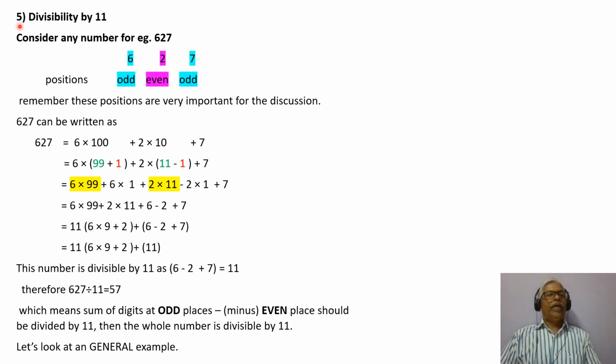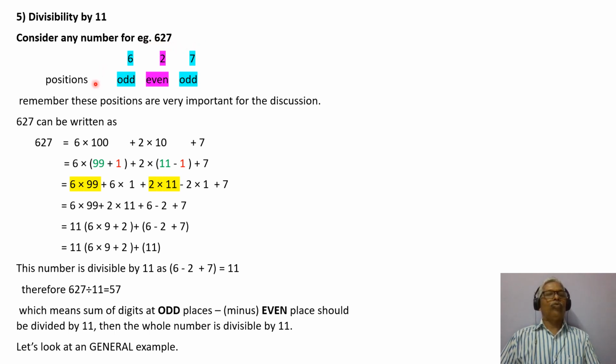Fifth one, divisibility by 11. As we have been working, we actually take an example and then try to work on it and then generalize the rule. Here also we are going to do the same thing. Consider any number. I have selected 627 as the number.